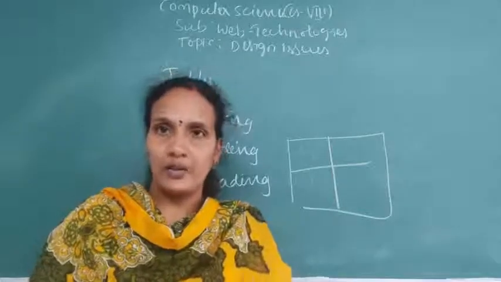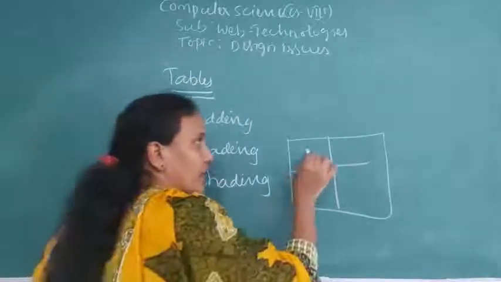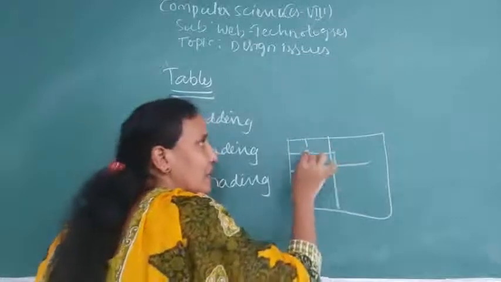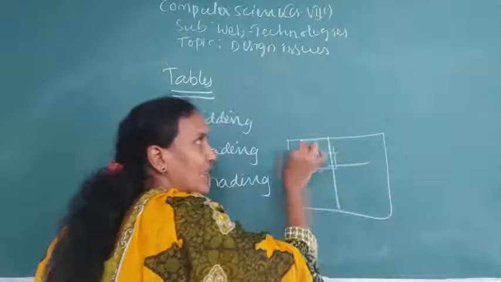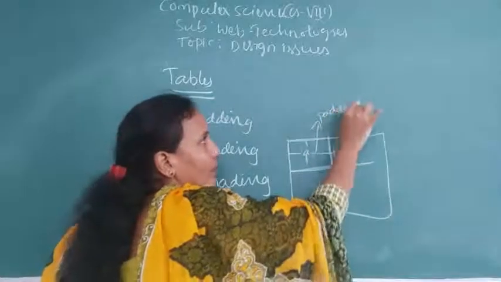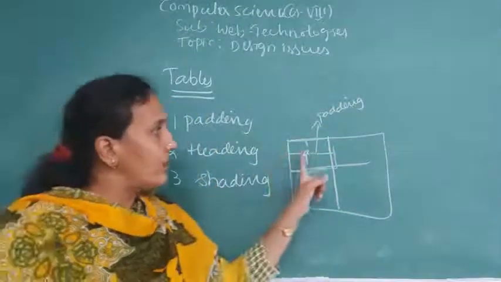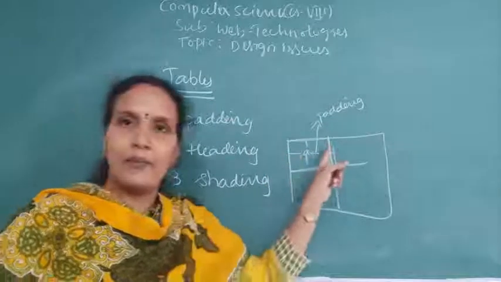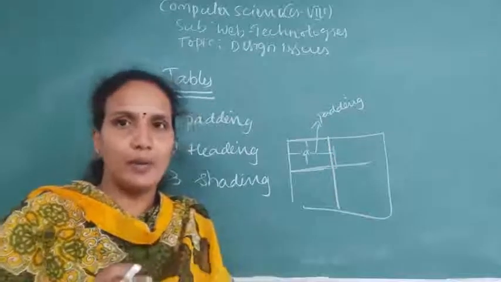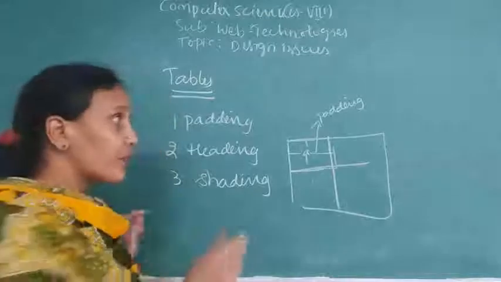when you are displaying content in a table format, it should not be attached. There should be a space between the content and the borders of the cell. The space between the content and the border of the cell is called padding. Okay, so what is padding? Padding is nothing but the space between the content and the borders of the cell. It should be normal. It should not be too lengthy, nor too small. Okay, this is padding.